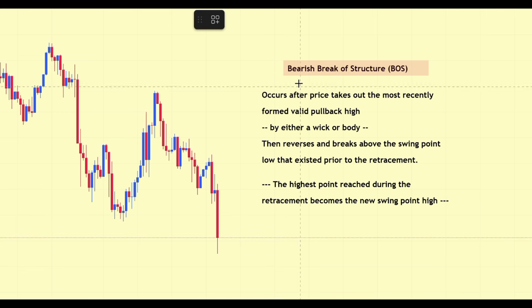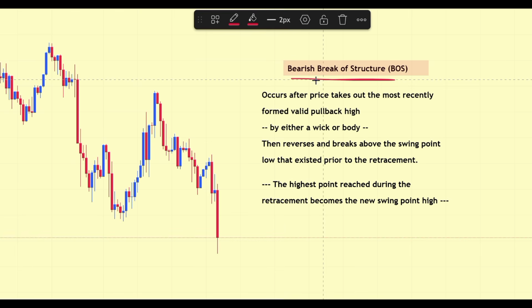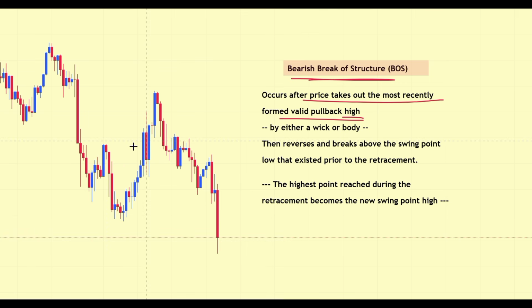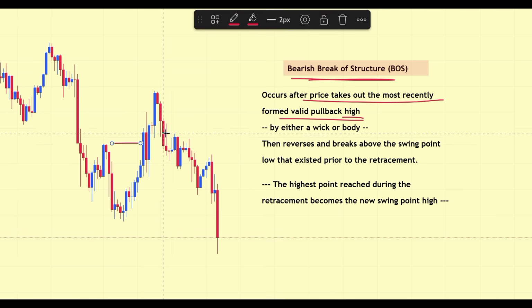Alright, so in a bearish scenario, a bearish break of structure occurs after price takes out the most recently formed valid pullback high. You can clearly see that in this case, it's the high because we are in a bearish scenario. And you can clearly see exactly right here that this one here was the most recently formed valid pullback that price took its high exactly right there, and you can clearly see it reversed and made a break past this swing point low prior to the retracement, and this is what we call that bearish break of structure. So the takeout can either be by a wick or a body. You can clearly see in this case, it was by a body.